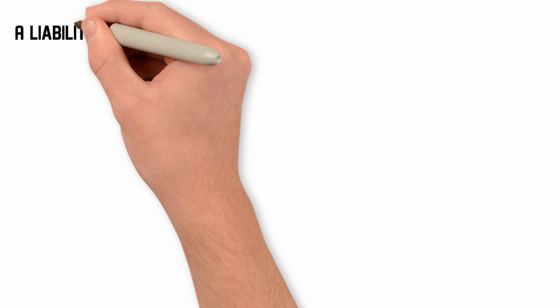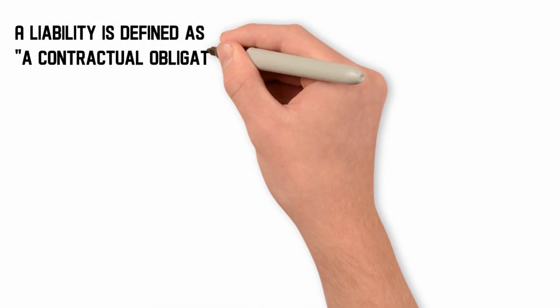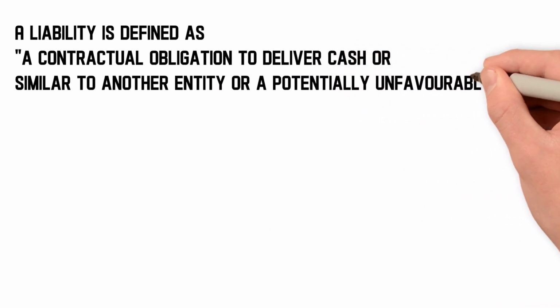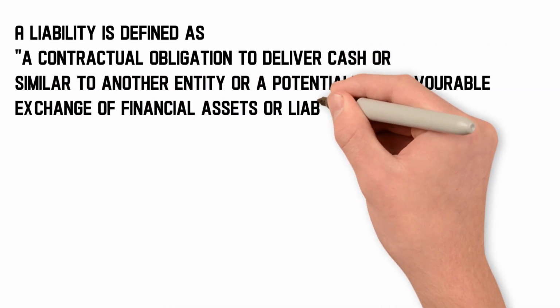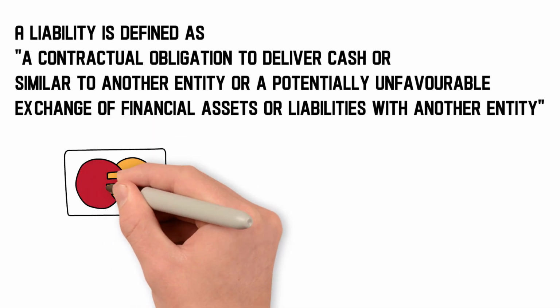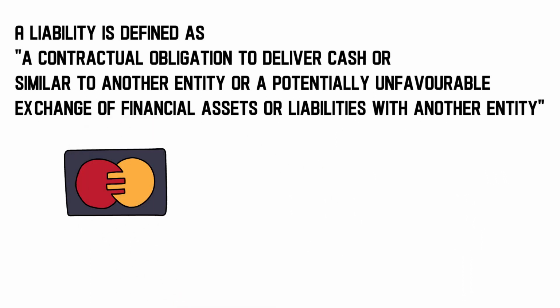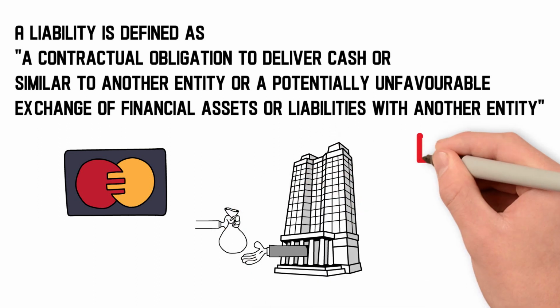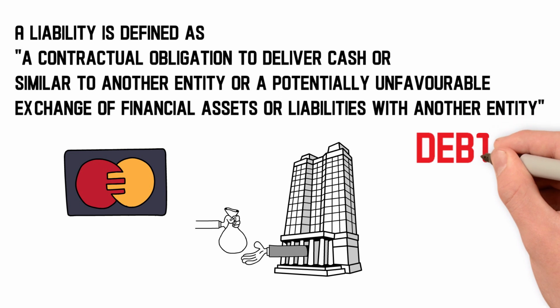A liability is defined as a contractual obligation to deliver cash or similar to another entity, or a potentially unfavorable exchange of financial assets or liabilities with another entity. Some examples of financial liabilities include credit card debt, bank loans, car loans, or any other form of financial borrowing. Basically, a financial liability is any kind of debt.